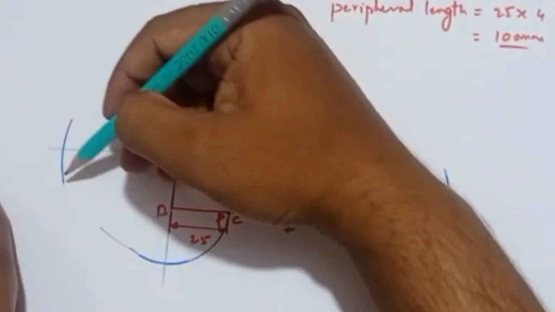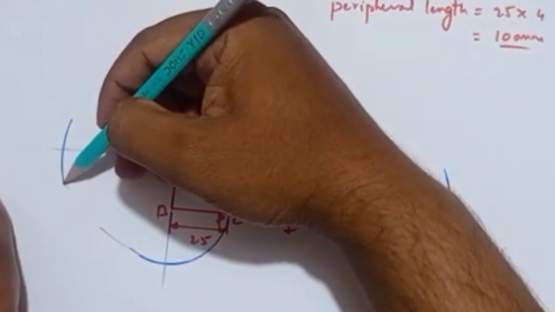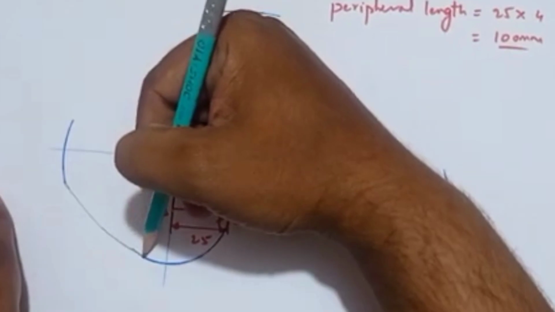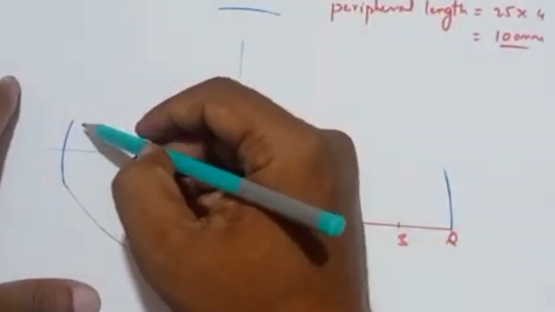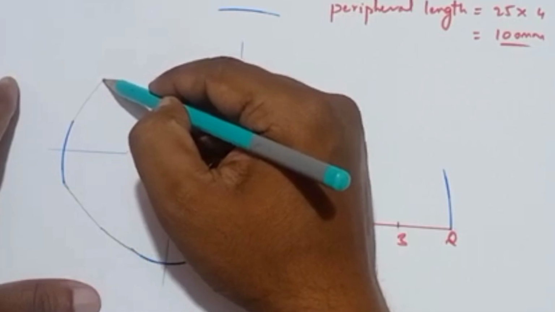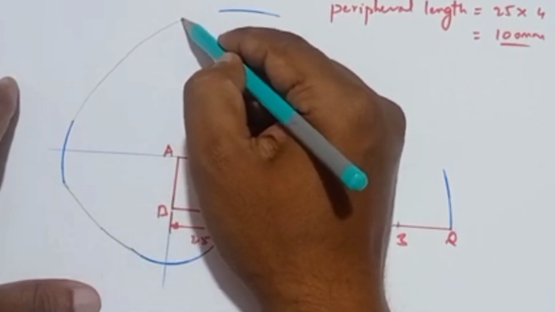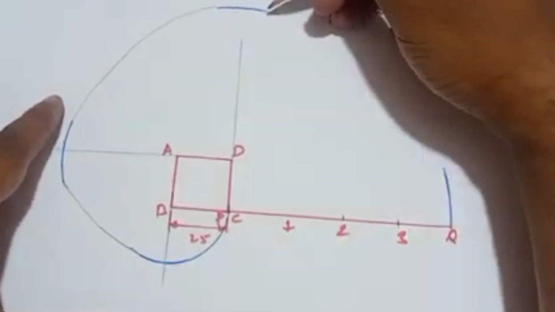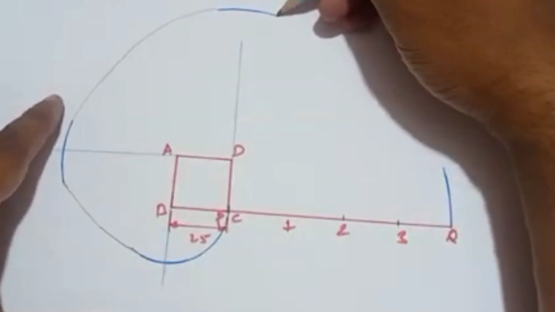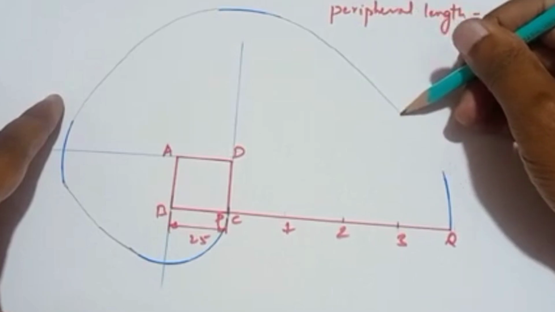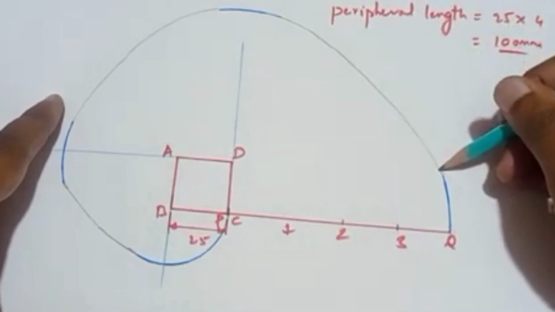Now we have to join this curve here. With the help of a pencil, I will join it. Later on, I will make it dark. You have to join this curve. And this is the involute of this square.